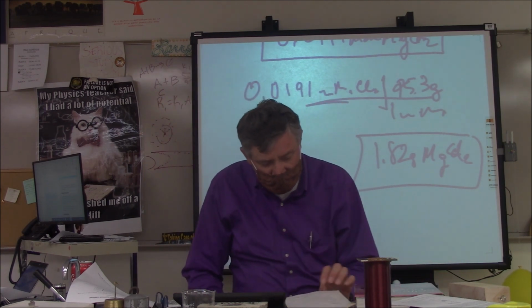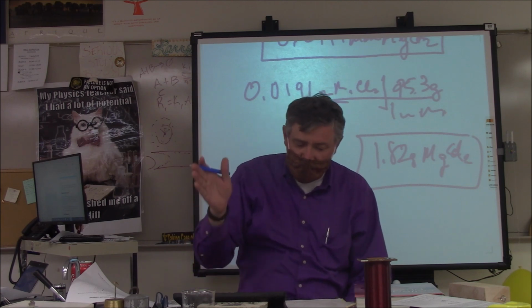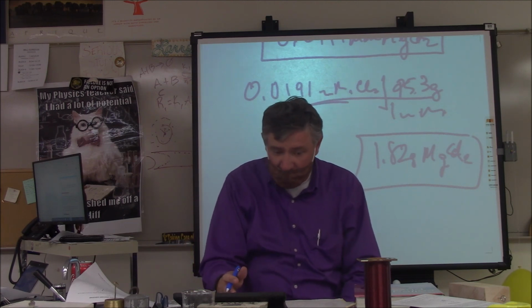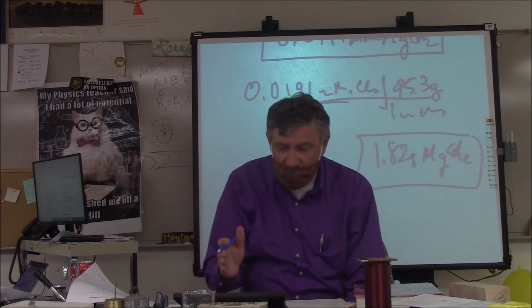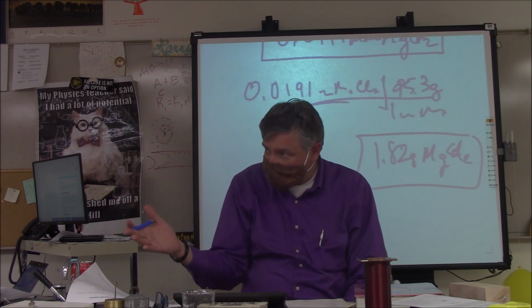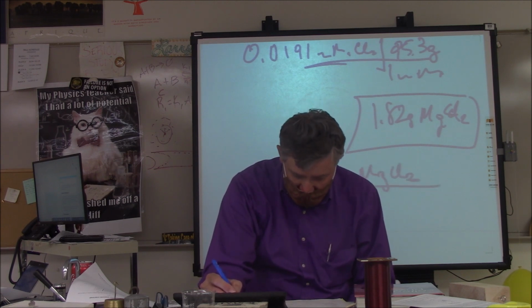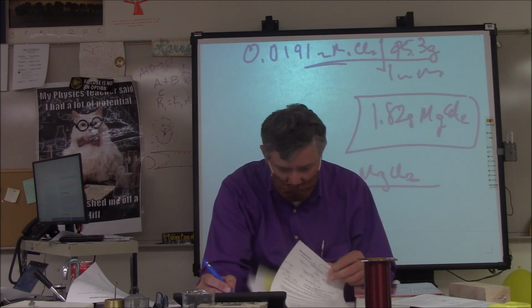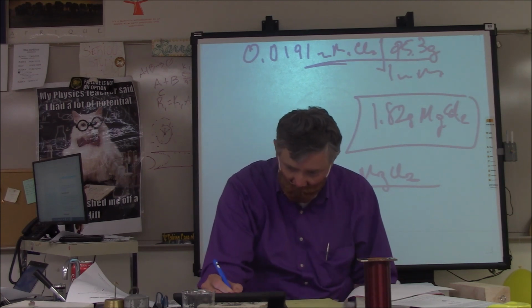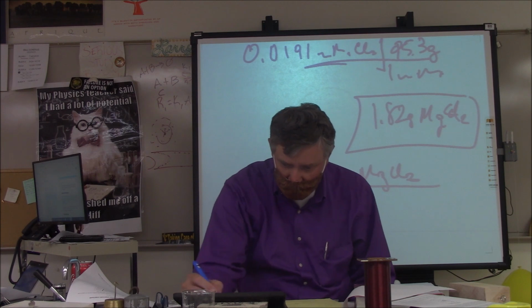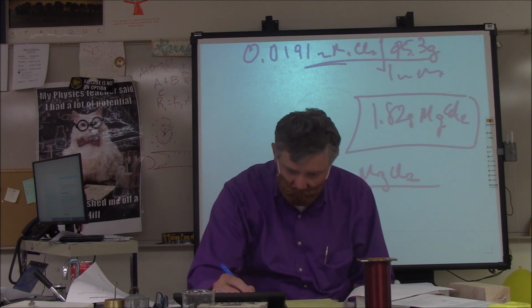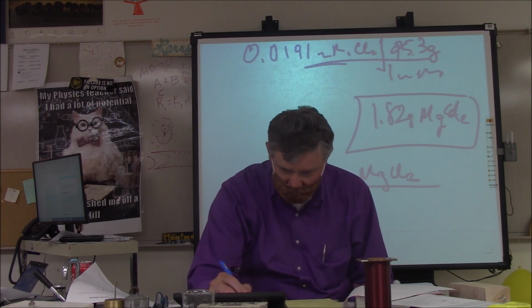Now, the ultimate question here asks for the percent by mass of magnesium chloride in the original mixture. The original mixture started with 2.94 grams. So you're just going to take that 1.82 grams of magnesium chloride and divide it by the total mass, 2.94 grams, and you get about 62%.